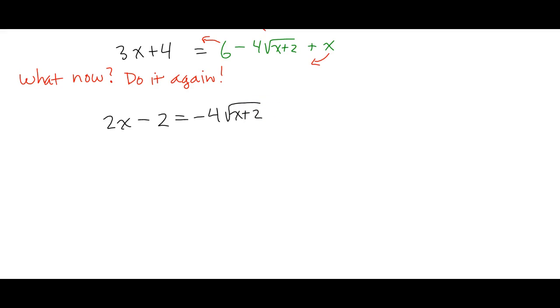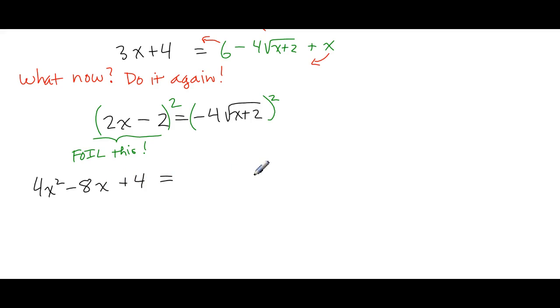And square both sides, just like we did in the previous problem, and we did previously in this problem. Here's the tricky part. FOIL correctly here. Don't just square the individual pieces, actually FOIL the thing out. You're going to get 4x squared minus 8x plus 4, if you FOIL it out right.